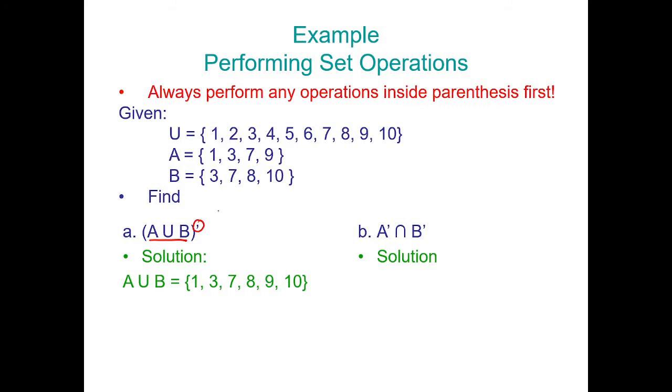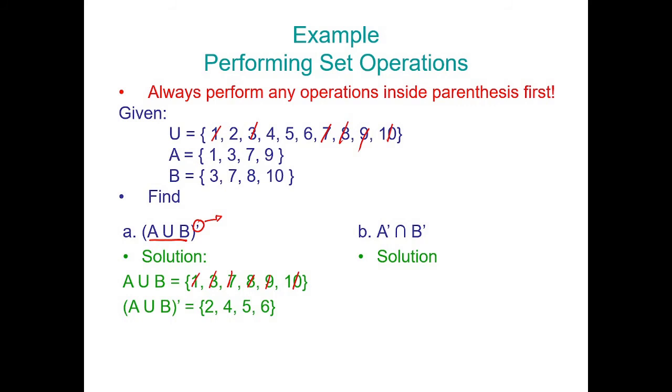Complement, sir. Complement. Right? For the complement, we remove them. So we remove 1, remove 3, remove 7, remove 8, 9. What is left in the universal set that was not removed? 2, 4, 5, 6. Right? This is our answer: 2, 4, 5, and 6.